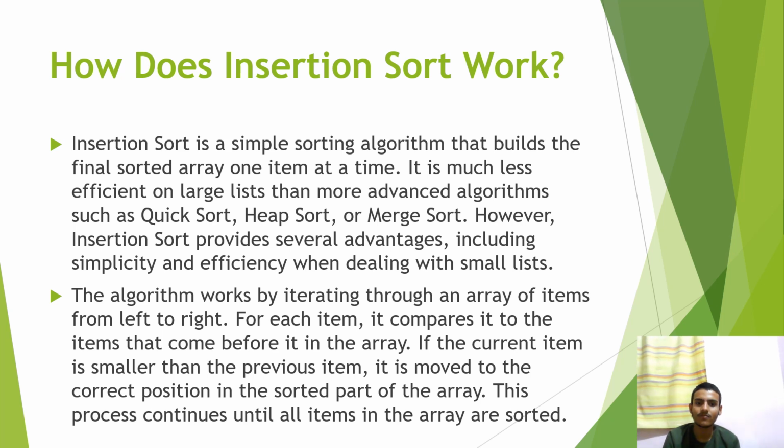The algorithm works by iterating through an array of items from left to right. For each item, it compares it to the item that comes before it in the array. If the current item is smaller than the previous item, it is moved to its correct position in the sorted part of the array.